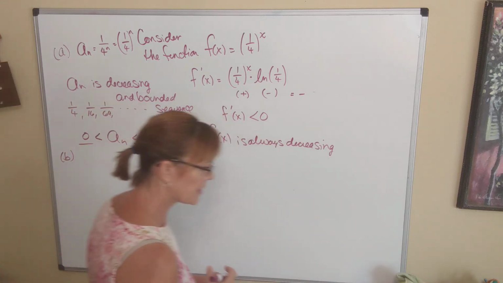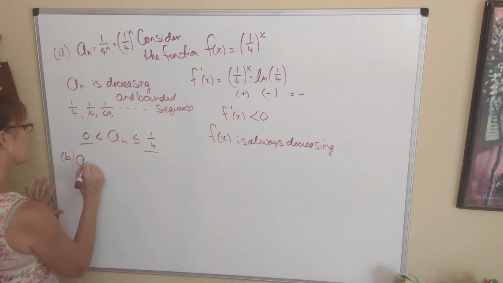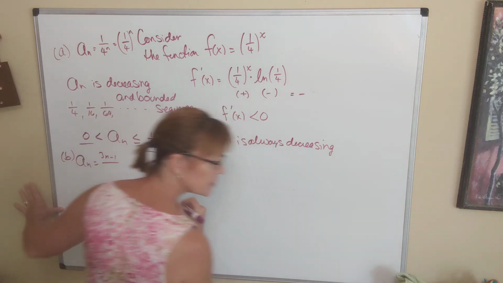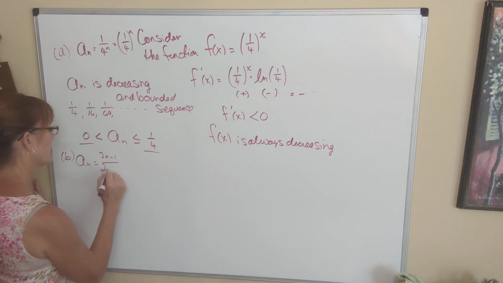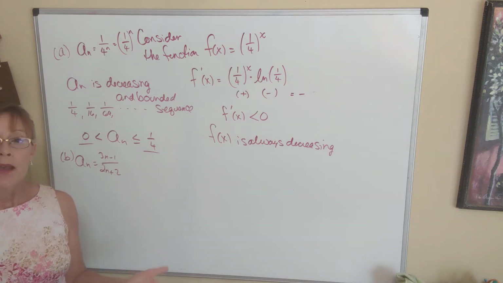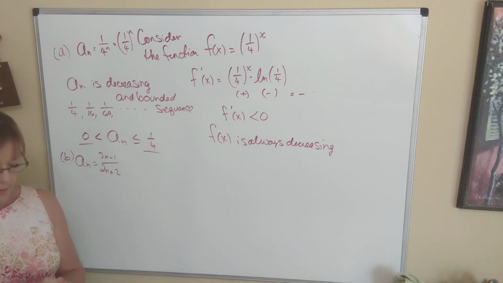All right, B. A sub n is 3n minus 1 all over 2n plus 2. Okay, is it increasing, decreasing? Is it bounded? So let's see what we can do with that. Hang on just one second.